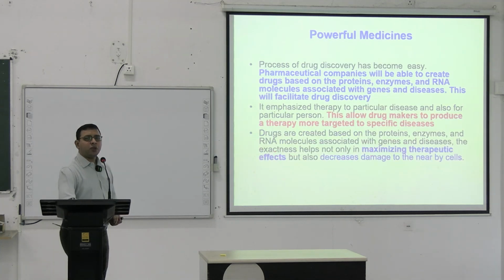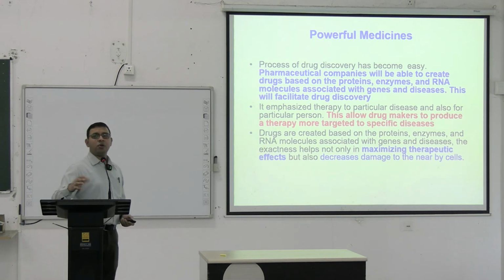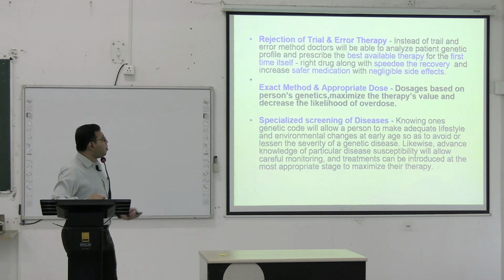So benefits of the pharmacogenomics, the same thing. Ultimately we are giving a more targeted approach, powerful medicines, maximizing therapeutic effects and decreasing damage to nearby cells. Whenever we are using some drugs, there may be some damage to the nearby cells, so we are decreasing this by means of this.